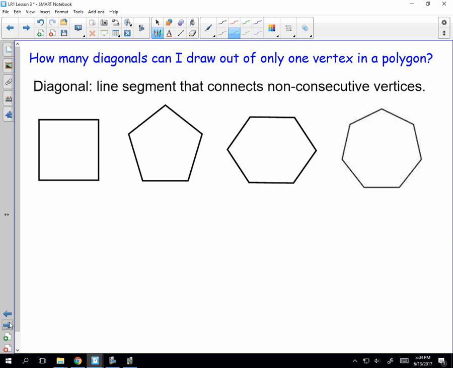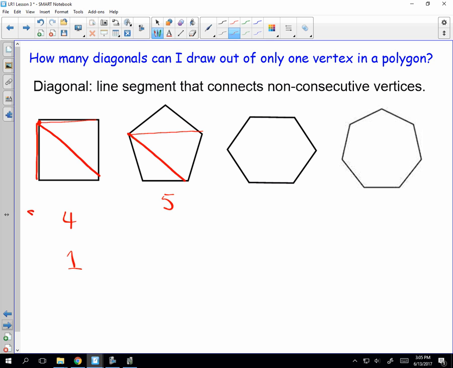Now looking at another situation. We just got a couple situations here to finish up. How many diagonals can I draw from only one vertex? So it is a 4-sided shape. I can only draw one diagonal. Those are consecutive vertices, those aren't really diagonals. So a 4-sided shape, I can get one diagonal. A 5-sided shape, I can get 2 diagonals.